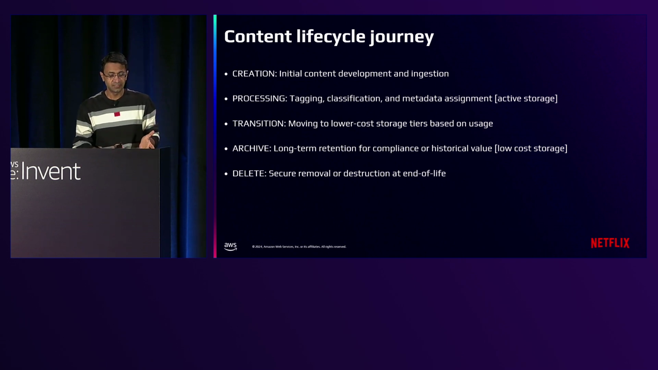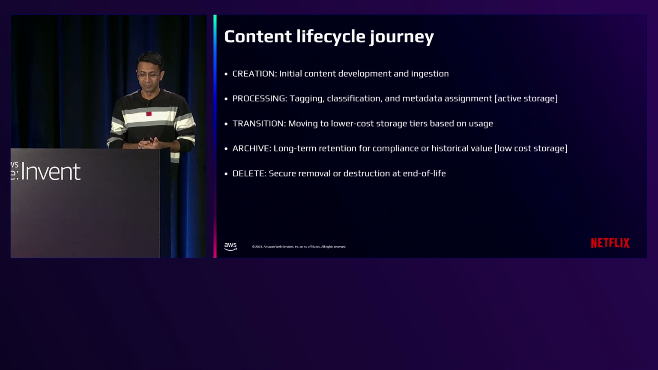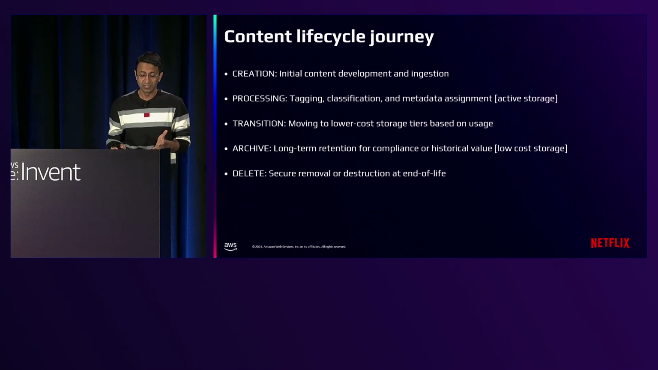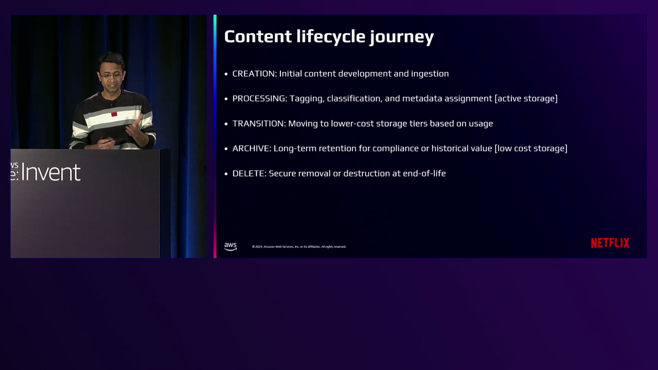During the processing phase, the content is in active storage, the most dynamic state. This is where most user interactions happen, where modifications are frequent, and where we need our highest performance storage. This stage typically demands the most resources, but also serves our most critical business needs. As content ages or usage patterns change, we move into the transition phase. Using analytics and policy-based decisions, we automatically migrate content to more cost-effective storage tiers.